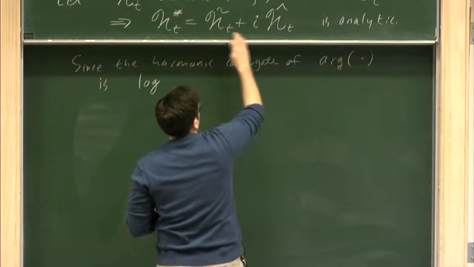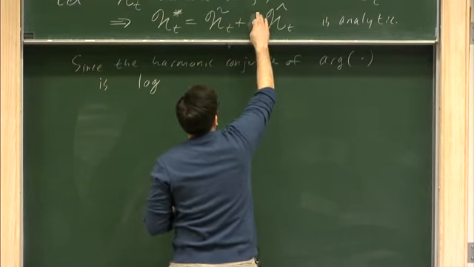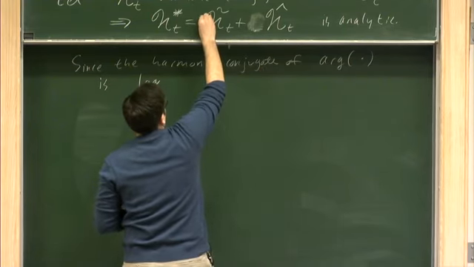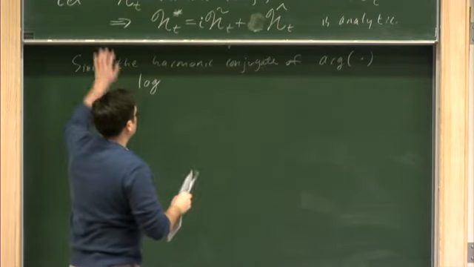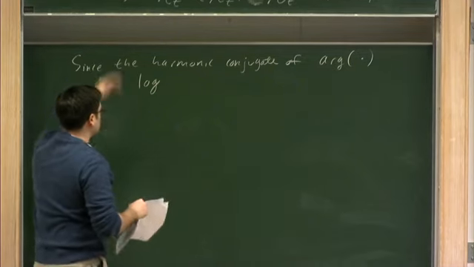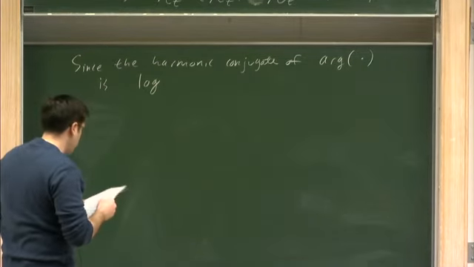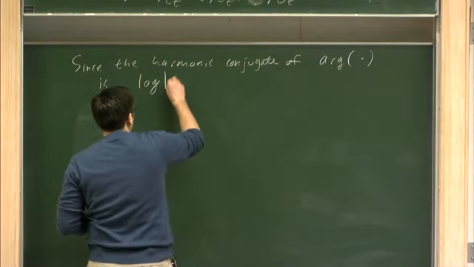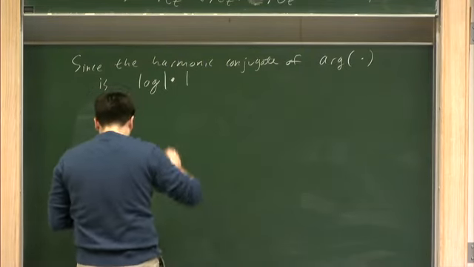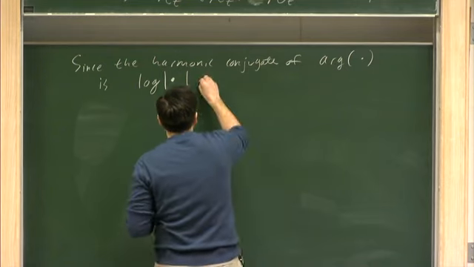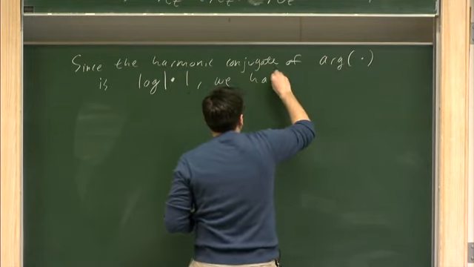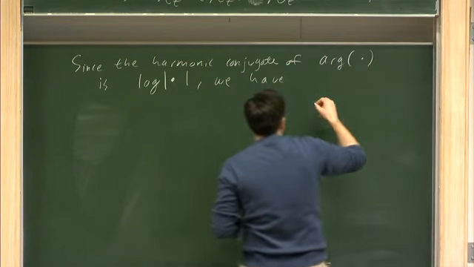Actually, sorry, I'm going to be multiplying h tilde by i. But I still get an analytic function. Anyway, since the harmonic conjugate of the argument function is just the log of the modulus, we can write down what ht star is explicitly.